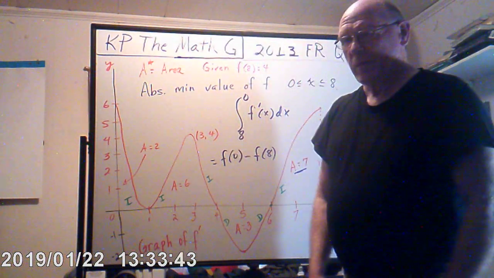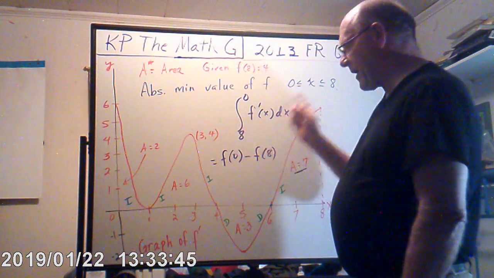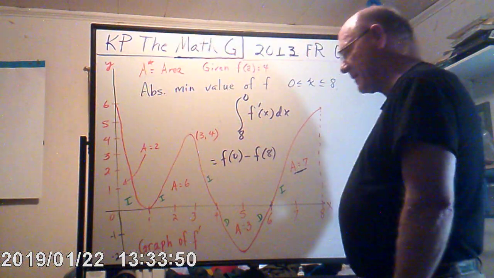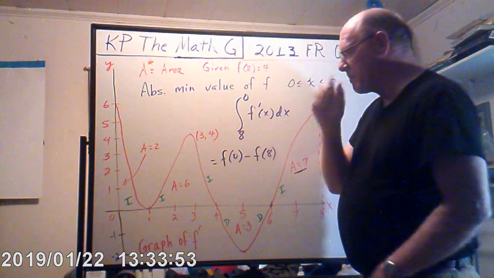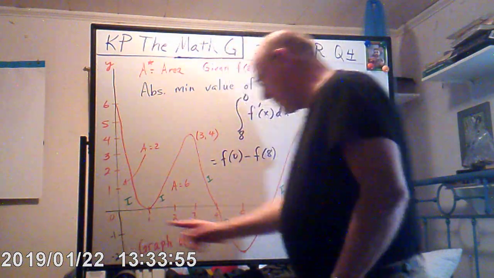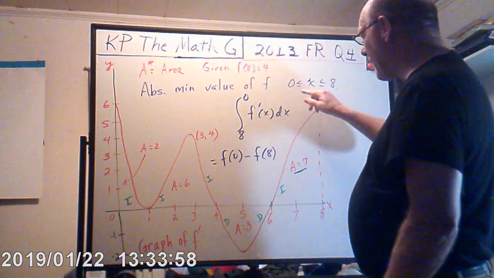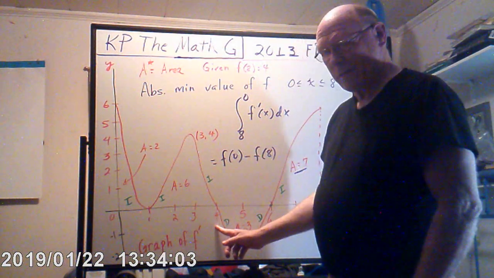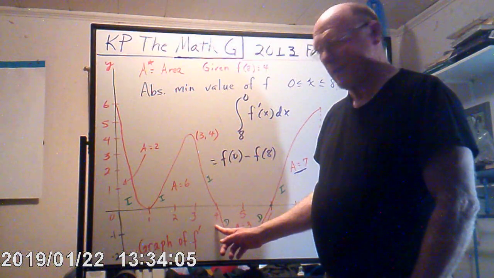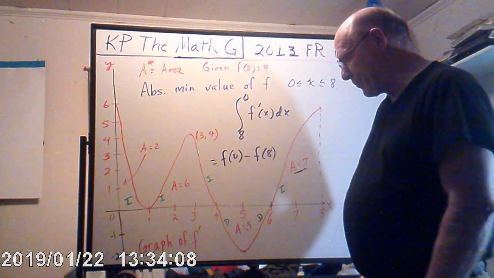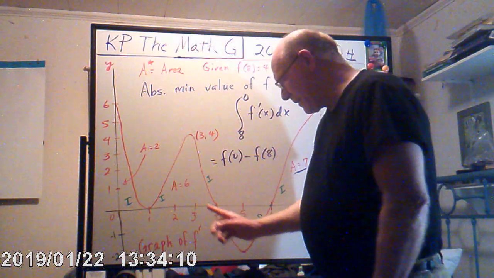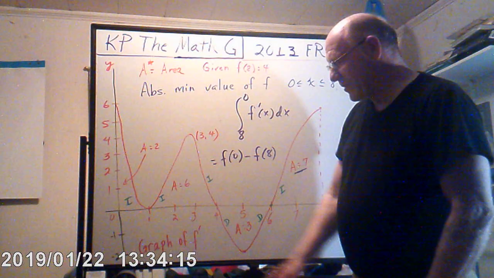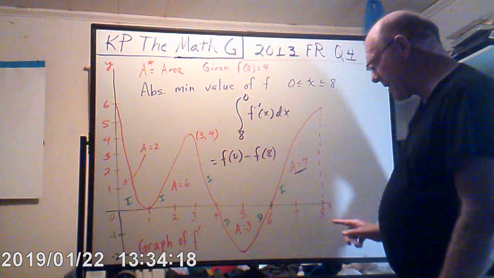If they had to deal with the absolute maximum, you can't use 6, you'd have to use 4. So if they asked for the absolute maximum, you would still use the endpoints, 0 and 8. We know that f at 8 was 4 anyway. Then you have to look for f at 4, and still do the same thing that you did a while ago. Absolute max, 0, 4, and 8. Absolute min, 0, 6, and 8.